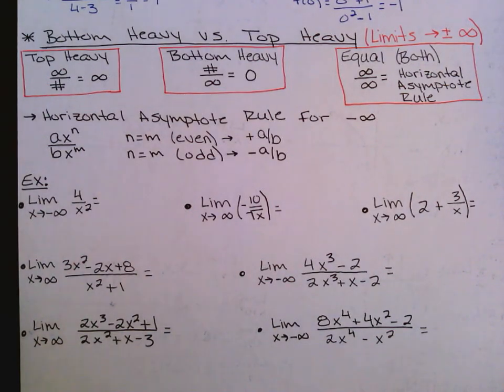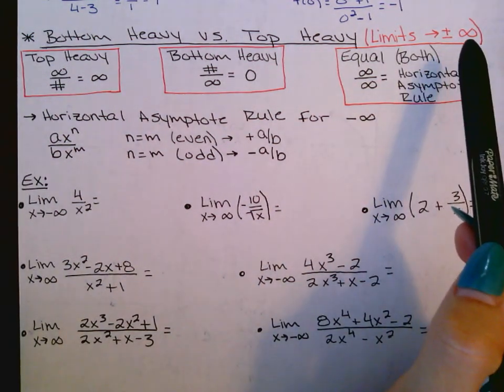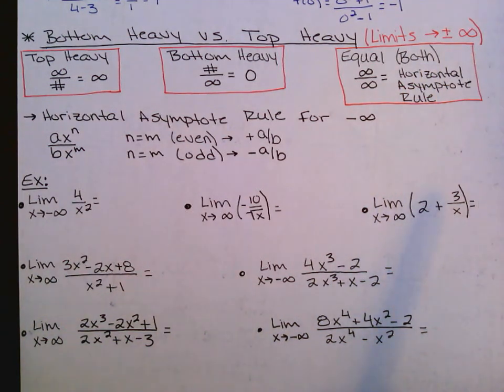All right, so for this next part, it's about bottom heavy and top heavy. This is kind of like a nickname that was given to this. This is when I'm finding limits that are approaching specifically positive or negative infinity. Now, this is a nice shortcut as opposed to having to graph, but again, this only works with infinities.